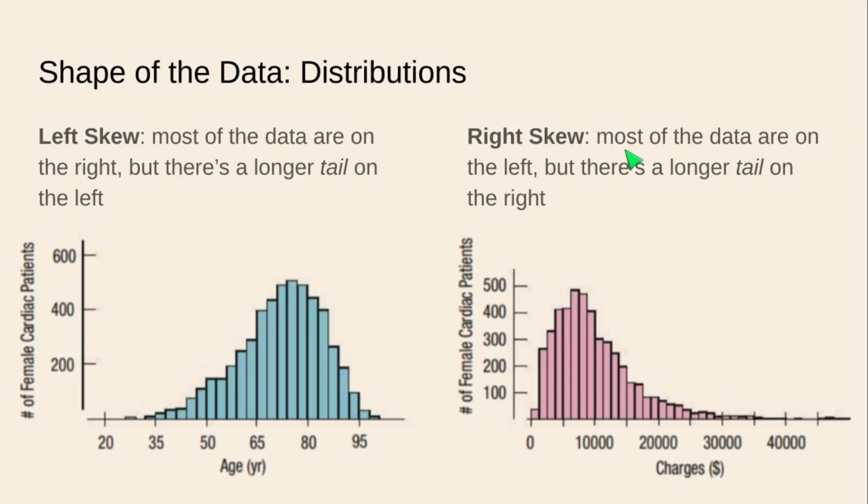Right skew. Most of the data are on the left, admittedly, but there is, again, a longer tail on the right. Okay, so we have our modal class here, and we have a little tiny tail to the right. We have a little corgi tail over here. And then we have a brontosaurus tail here out to the right, okay, with a couple of possible outliers. We'll talk about that in just a moment.